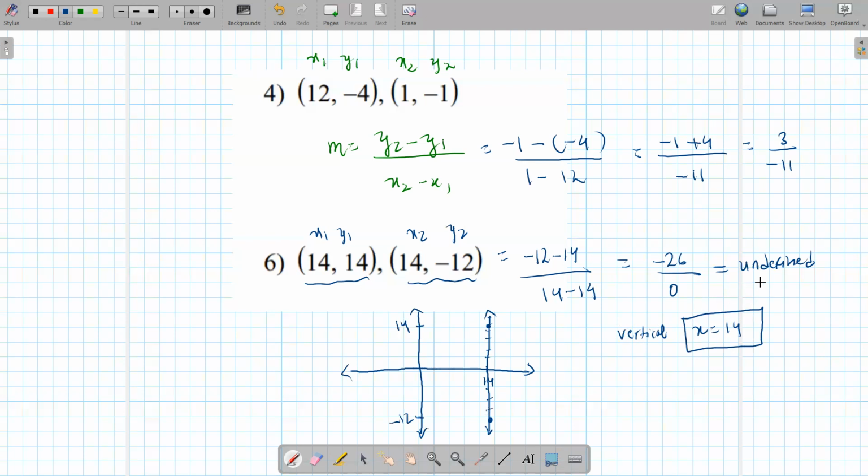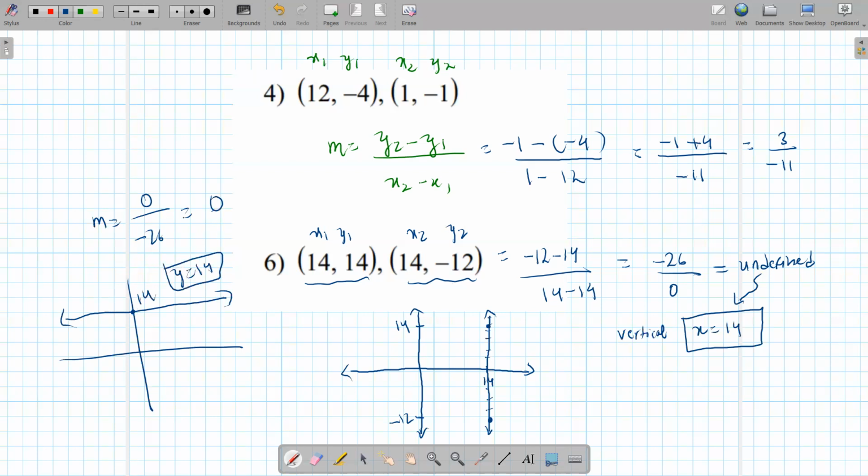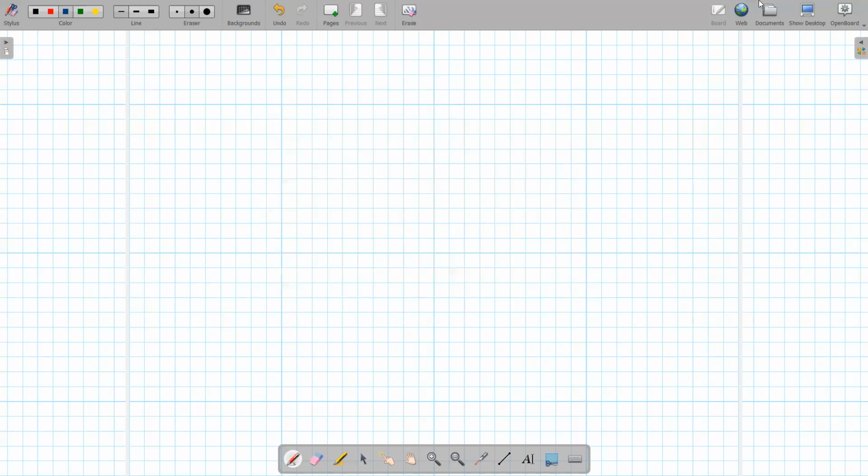And this happens when the slope is undefined. When the slope is 0, when m is 0, let's say we had 0 over -26, that means it's a horizontal line like this. And the equation is y equals 14. Slope 0, y equals, it's a horizontal line. And undefined slope means x equals.